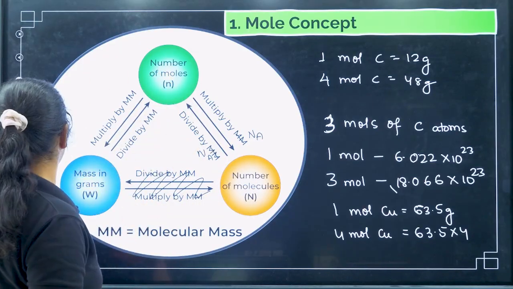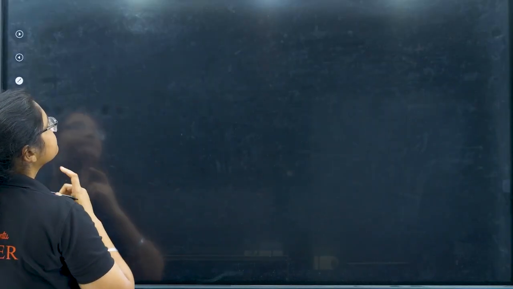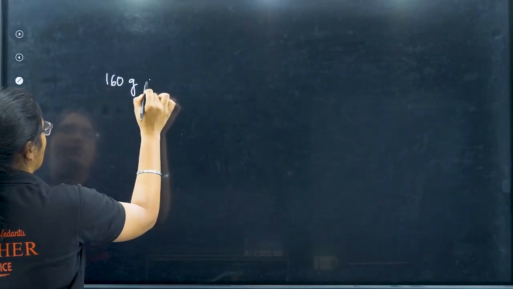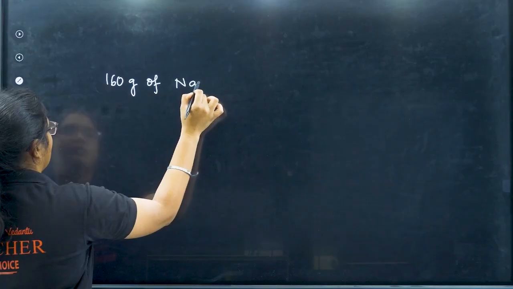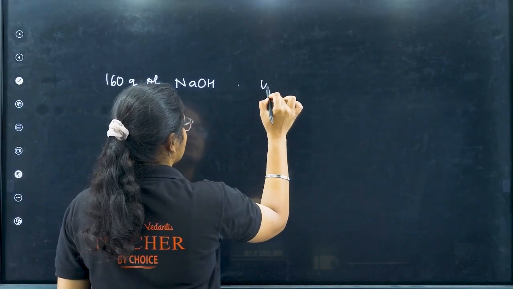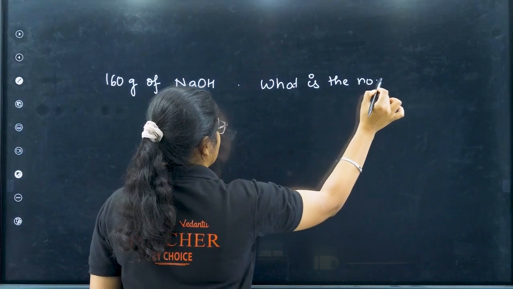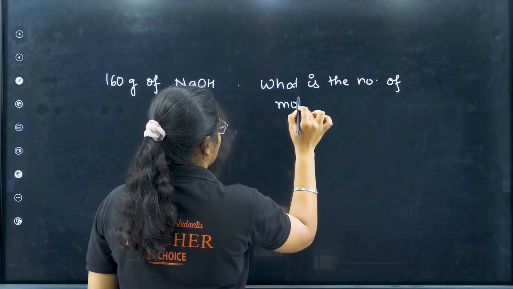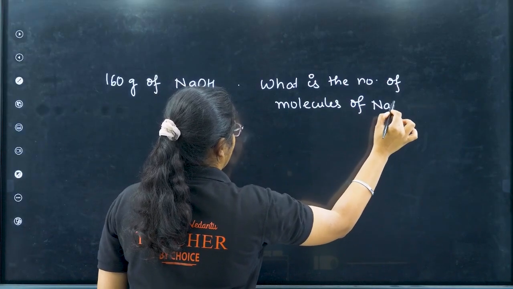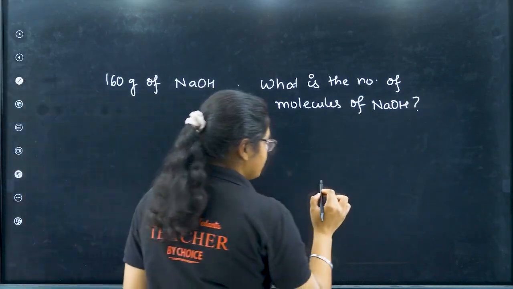Now let us do some examples here. Suppose I tell you that I have 160 grams of NaOH. Okay, this is mass is given. What is the number of molecules of NaOH? Okay, so you remember, you have to remember this one.